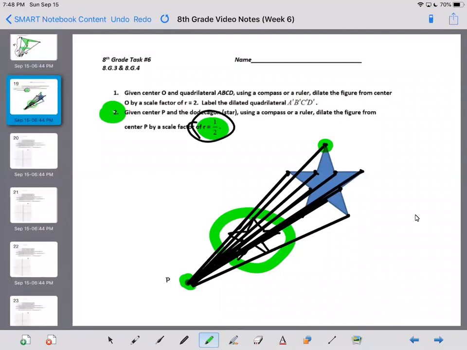So that's going to conclude part 1 of this video series with looking at translations and reflections, rotations, and dilations.